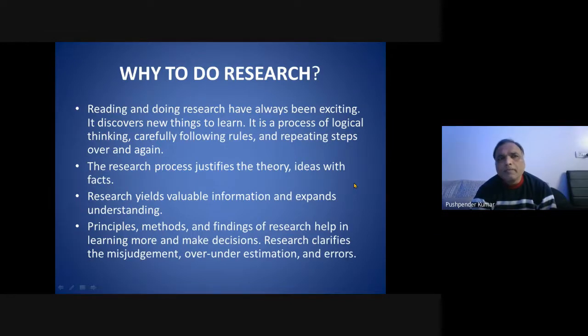That's really great. Whenever you read, whenever you conduct research, it helps you to discover new things, and you learn. We all learn with discovery, and we have a passion to know new things, to go to different places, understand people, talk to people, and find different ways to do particular activities. And it is a process of logical thinking.